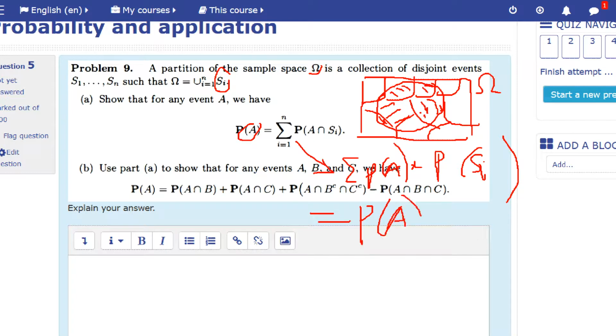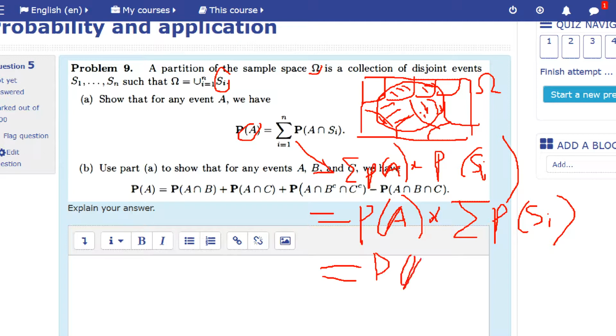From the multiplication rule, you get the sum of P(A) multiplied by P(Si), which equals P(A) multiplied by the sum of P(Si), and equals P(A). Since this sum is 1 and this is because Si does not depend on A, so from this you can prove it.